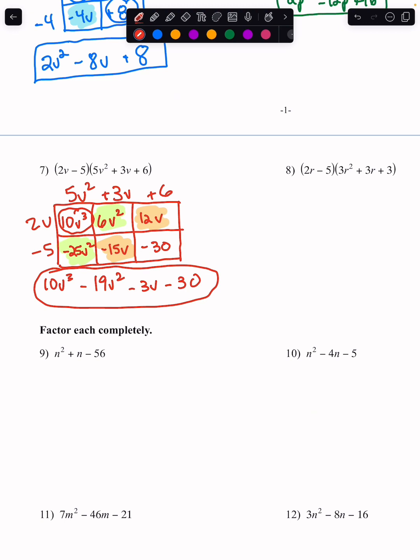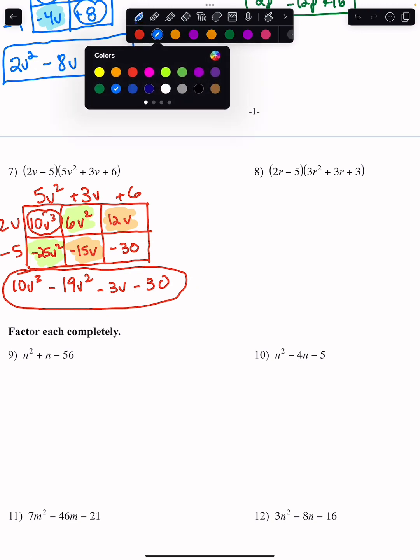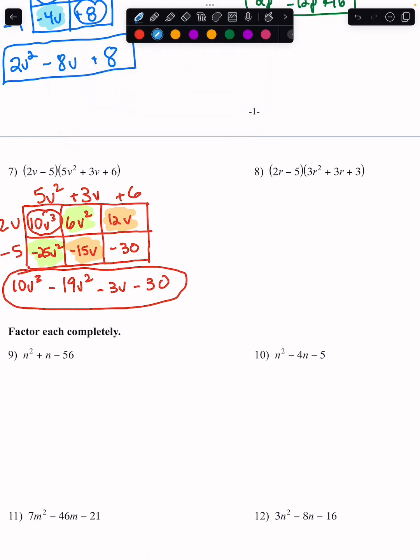Okay. Now we're going to do the FOIL method on this other side. Let's see. You got any dope colors? Let's do this one. All right. 2r times 3r squared is going to be 6r cubed. 2r times 3r is a positive 6r squared. And then 2r times 3 is 6r.